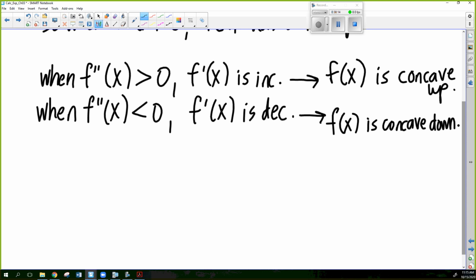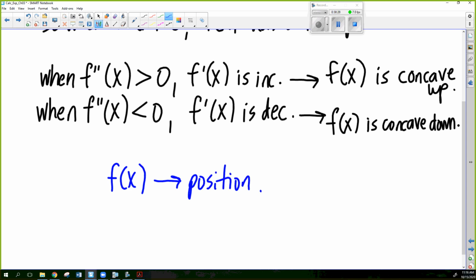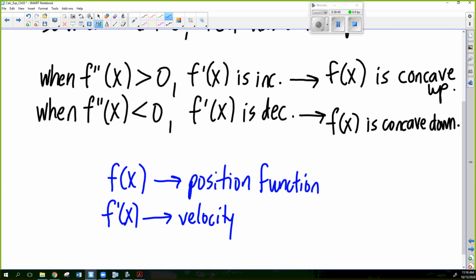And my physics people, this will make a good connection for you. So f of x would be like your position function. Do y'all remember talking about position functions? The last part of physics was all models. Oh, right. Well, the derivative of the position function is the velocity function. Position is like a location.